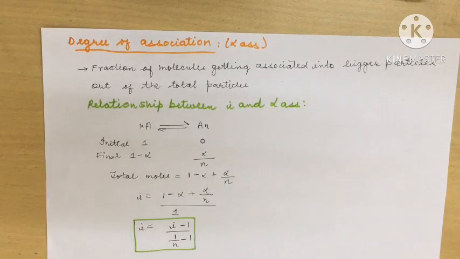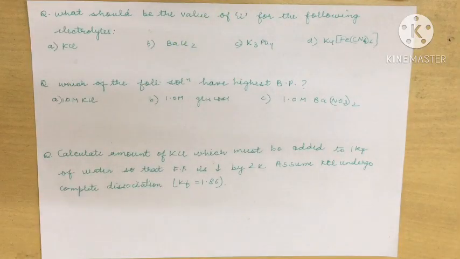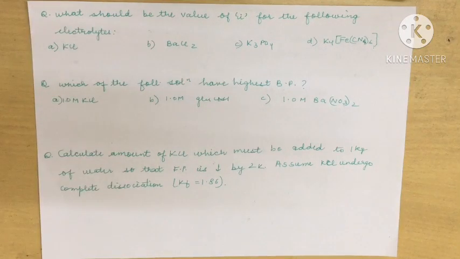This formula you have to learn, the two formulas, by heart. These are directly asked in the board examination also. Now let us see some important questions from the same three topics, that is abnormal molar mass, Van 't Hoff factor, and the degree of association and dissociation. Among these three, the most important is Van 't Hoff factor. That's why I have here three numericals for the Van 't Hoff factor.